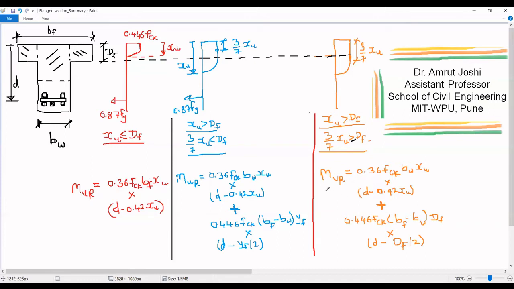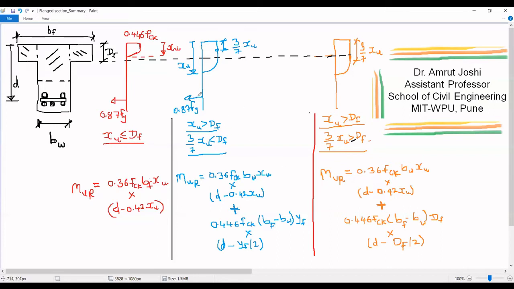So the expression for MUR becomes 0.36 FCK BW XU into D minus 0.42 XU plus 0.446 FCK BF minus BW into DF into D minus DF by 2.